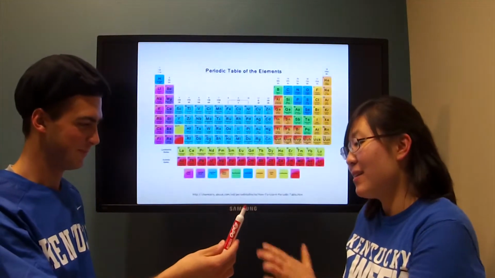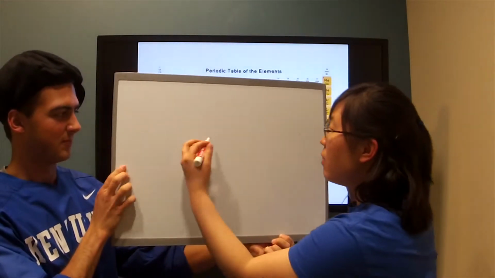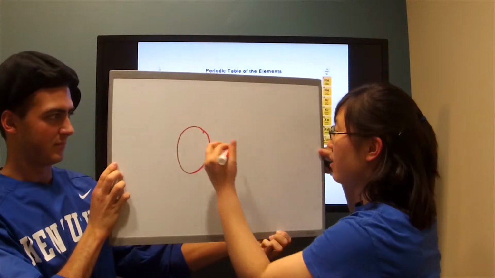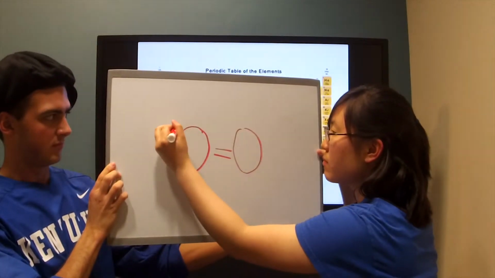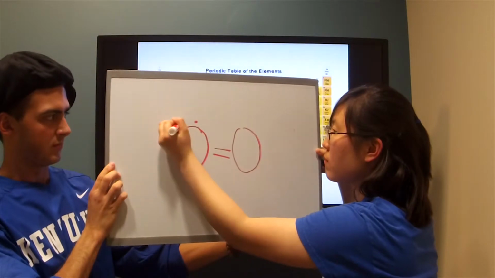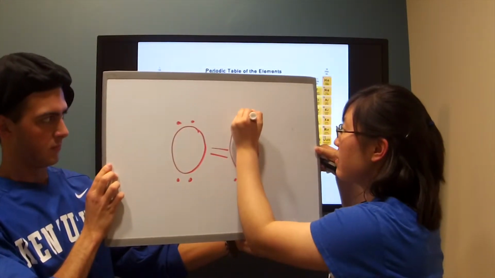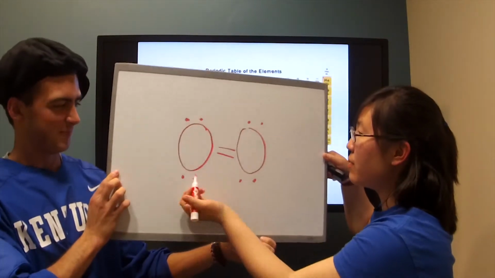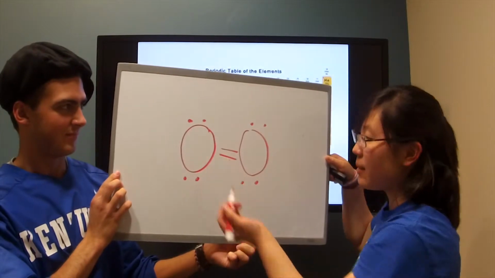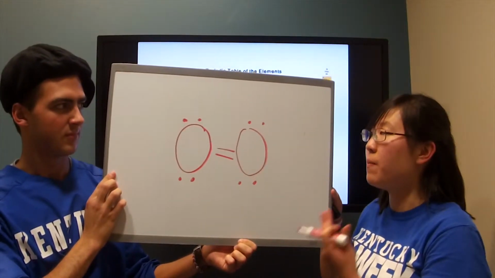So let's compare this to the structure of O2. O2 actually looks more like this. So 6 valence electrons plus 6 valence electrons is 12 valence electrons. Correct. So we have 1, 2, 3, 4, 5, 6, 7, 8, 9, 10, 11, 12. So our O2 molecule actually has a double bond.